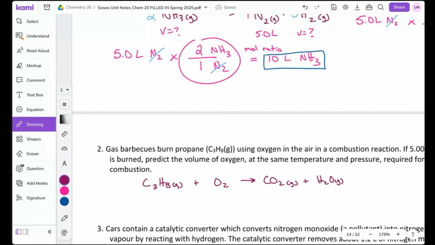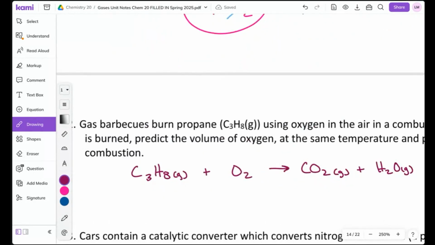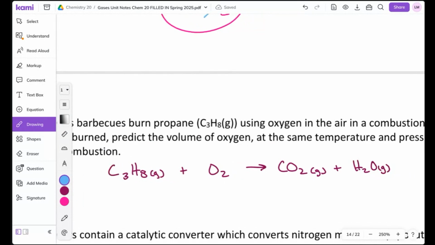Alright, so now let's balance this. So I'll write out my thought process here, but I'm going to have to erase it afterwards just because of space. So carbon, hydrogen, oxygen. Remember, for combustion reactions, it's always easiest to balance carbon first, then hydrogen, then oxygen. So we got 3 coming in, 1 coming out. 8 hydrogen atoms going in, 2 coming out. 2 oxygen atoms coming in, and 3 coming out.